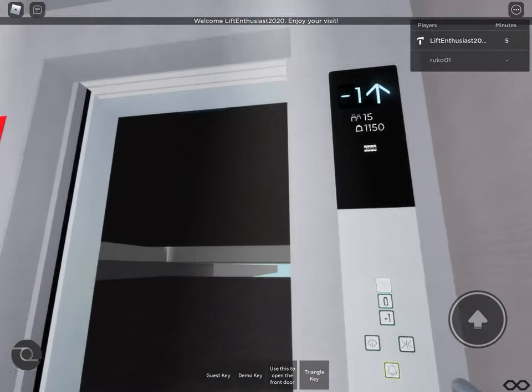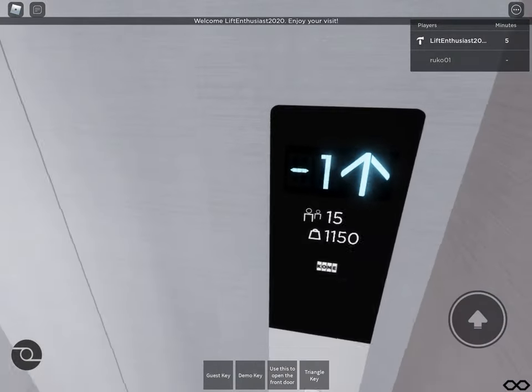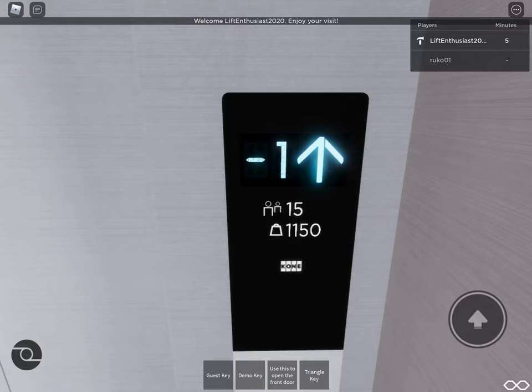So what I did was sound, as you can see. Going up. This is the second lift I built for Kone.